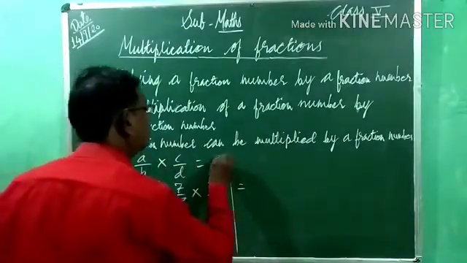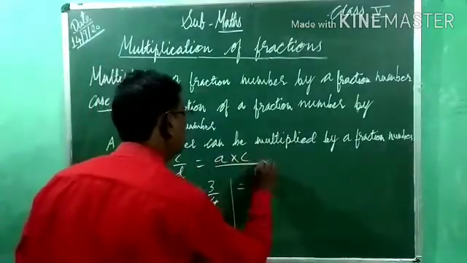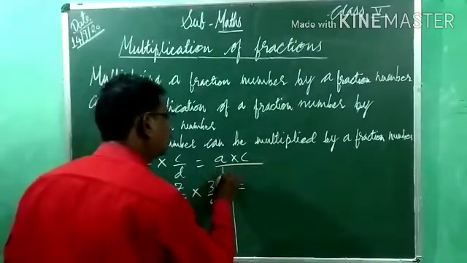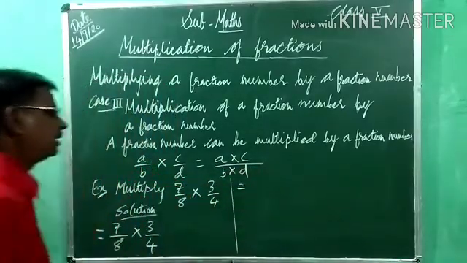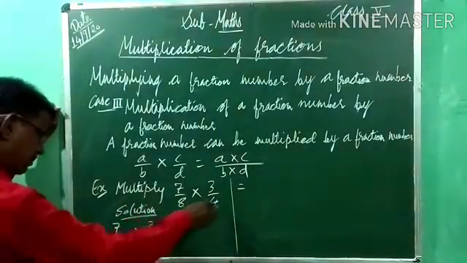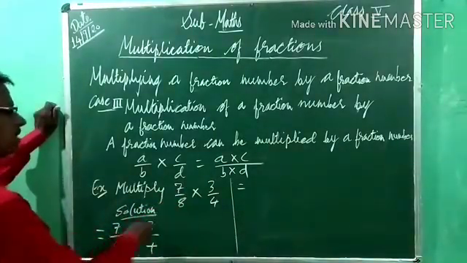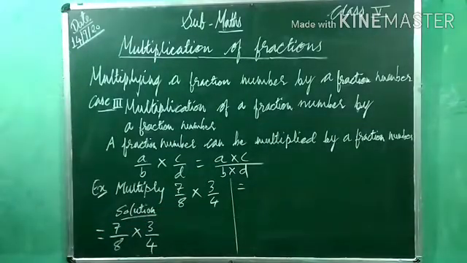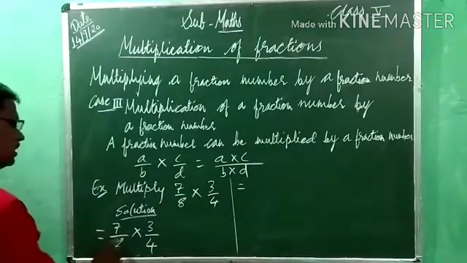a into c, numerator multiplication, the whole divided by b into d. You have to keep all these formulas in mind. Now multiply 7 by 8 into 3 by 4. 7 by 8 is one fraction and 3 by 4 is another fraction, meaning two fractions are given. Now a by b into c by d.